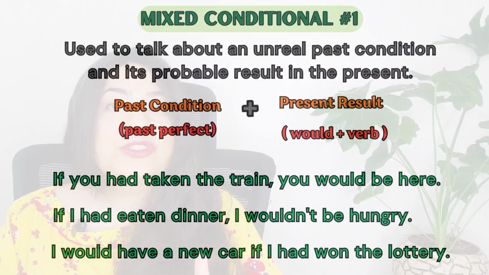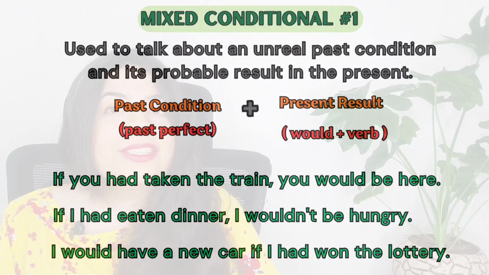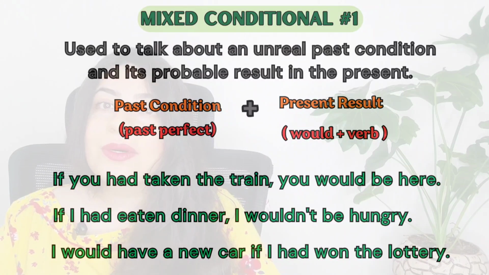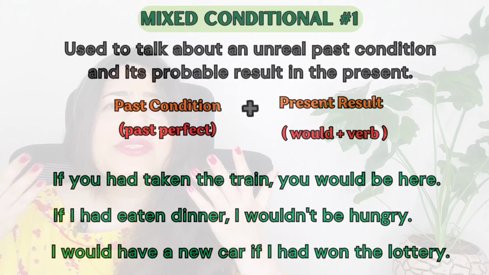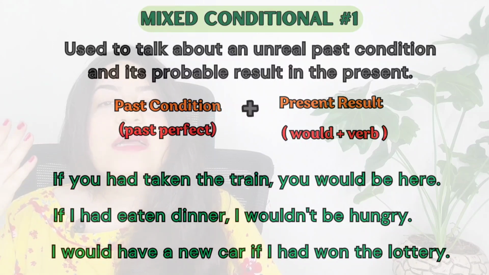Let's look at some more example sentences. I could say, if you had taken the train, you would be here. Past condition. Present result. Or if I had eaten dinner, I wouldn't be hungry. And yeah, generally that is true. If I had eaten dinner, I wouldn't be hungry right now. In the present. And I could also take that present result and put it before the past condition.